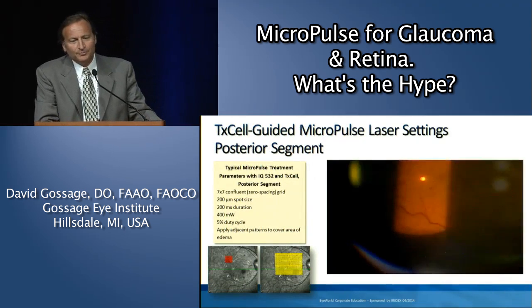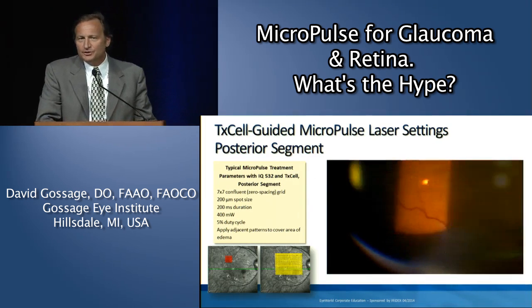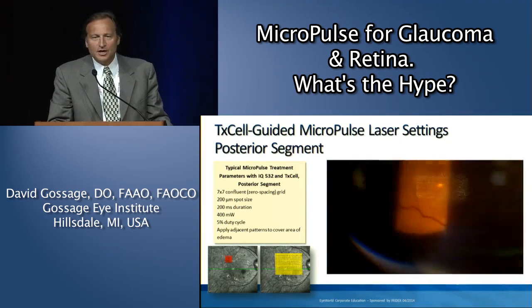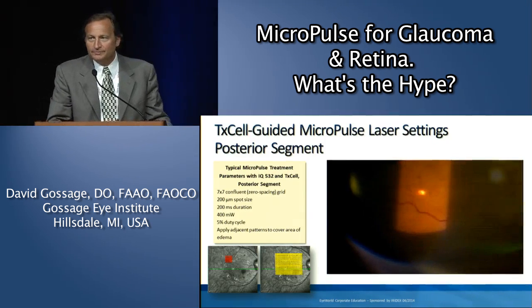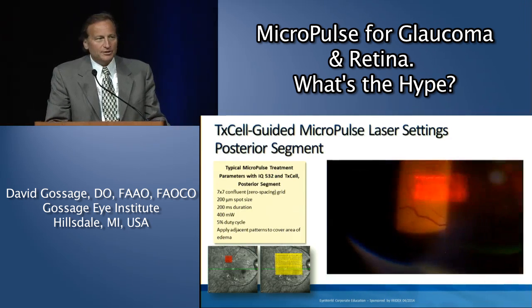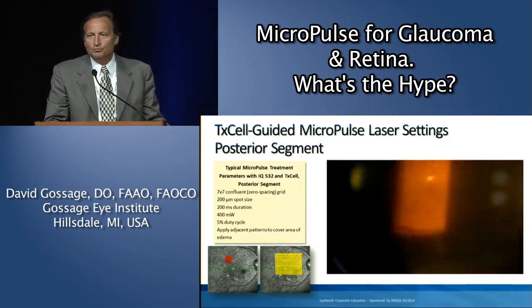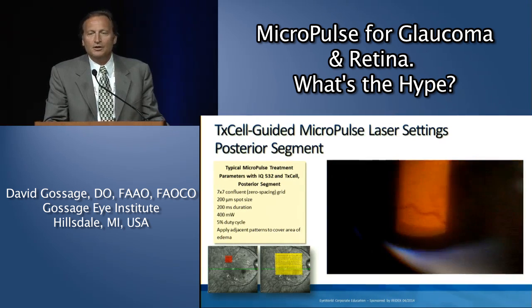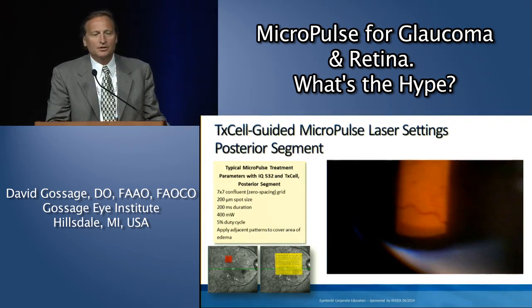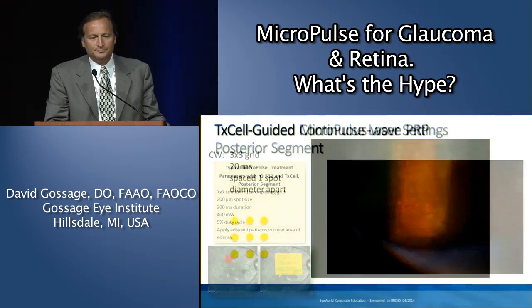So here's an example of treating with the TechCell. This is doing a 7x7 grid with no spacing in between, using a 200 micron spot size, 200 millisecond duration, and 400 milliwatts of power. And we're using a 5% duty cycle, and it's very important to remember that. When you're treating the retina, do not use anything higher than a 5% duty cycle. The 5% duty cycle is safe. We see no uptake on fluorescein angiography or autofluorescence or in the OCT after the treatment with a 5% duty cycle. But if you do increase that duty cycle, you're going to have the potential of creating a retinal burn.